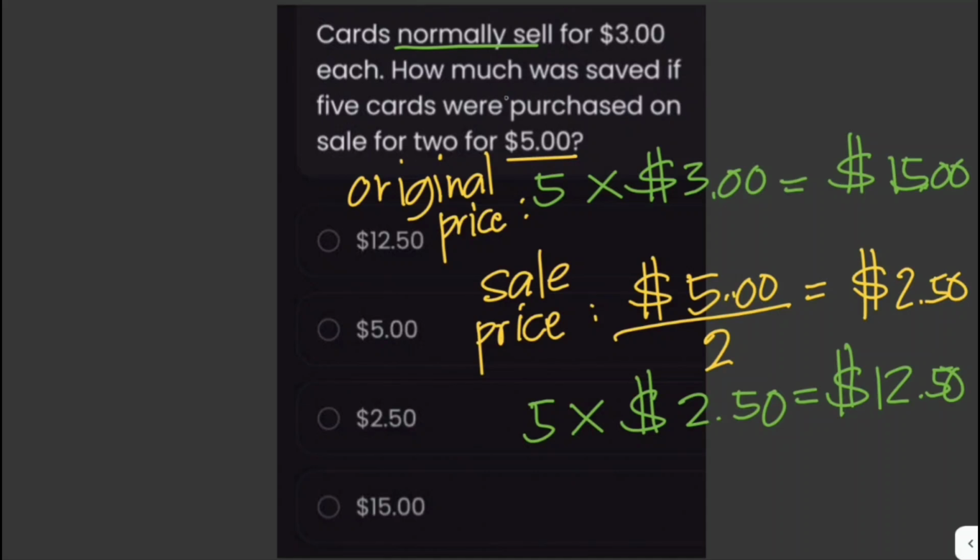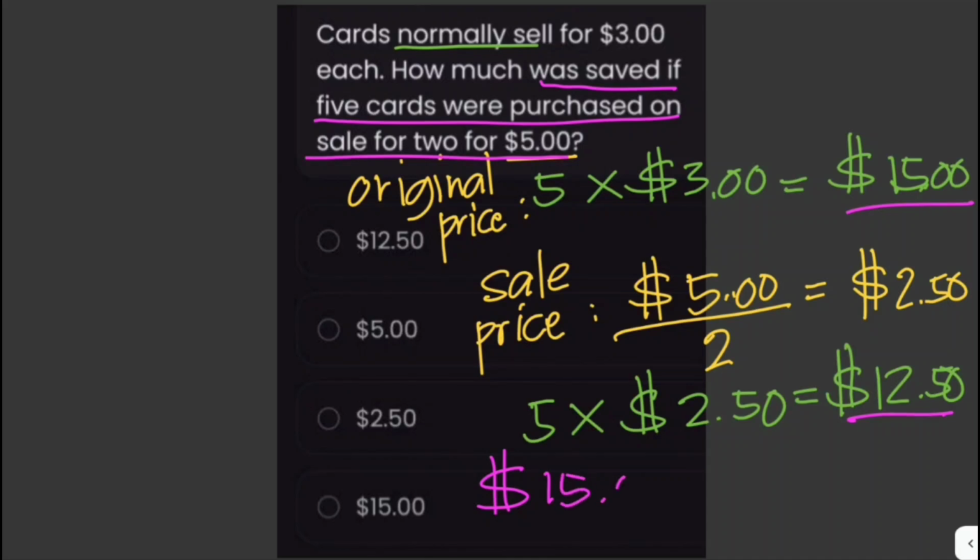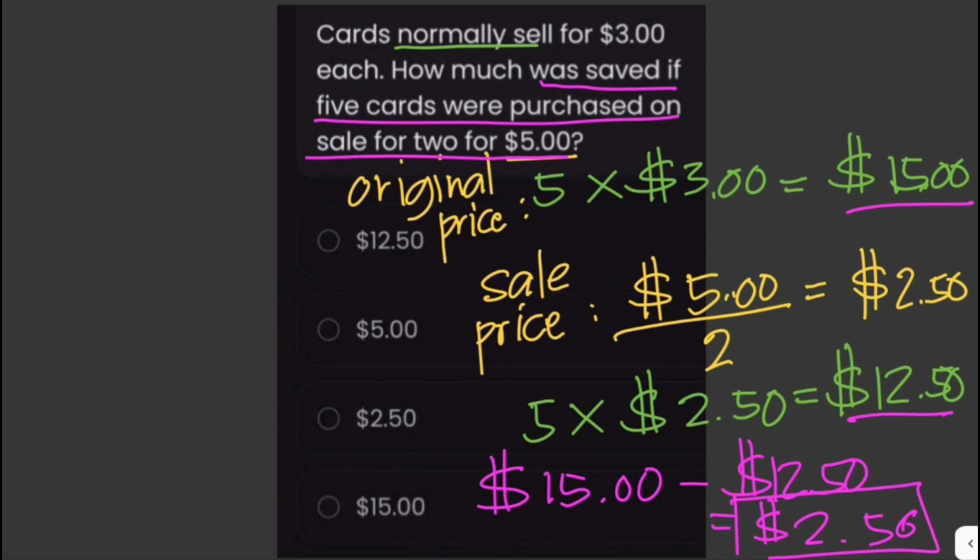Now we're asked for the amount saved if 5 cards were purchased on sale for 2 for $5. All we have to do is subtract the sale price from the original price, which is $15. So that would be $15 minus $12.5. Then we would save $2.5. So the answer here is $2.5.